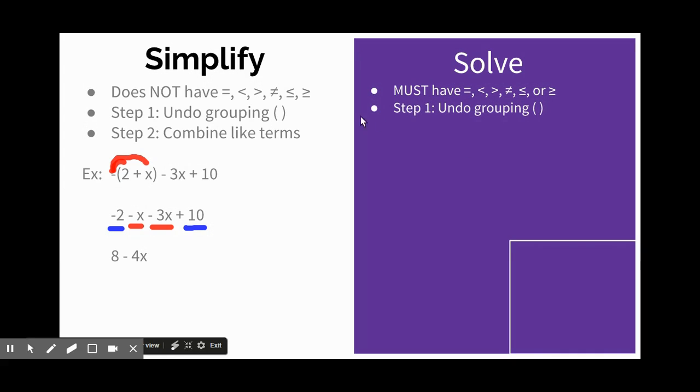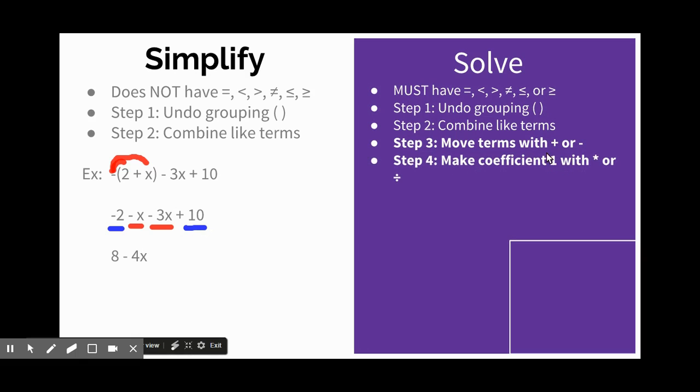Your first step, look, it's the same thing. You're going to undo grouping. Guess what second step is? Oh, look, it's combine like terms. And here is where solving gets different from simplifying. Then you're going to move terms with addition or subtraction. That's step 3. And step 4 is you're going to make the coefficient in front of your variable 1 by multiplying or dividing.